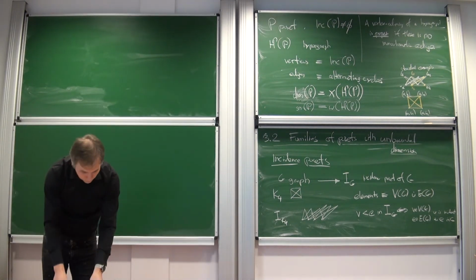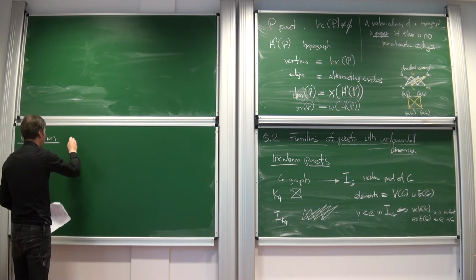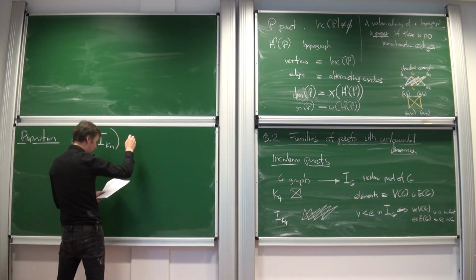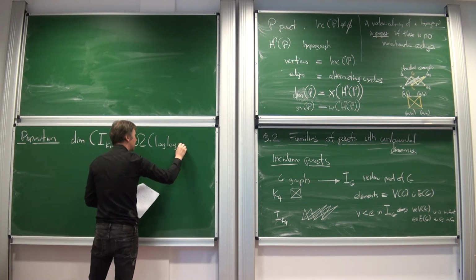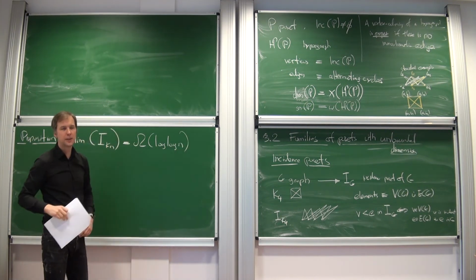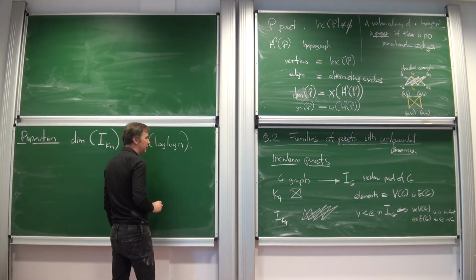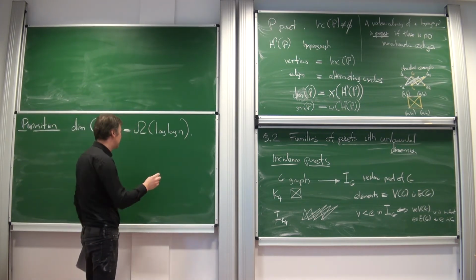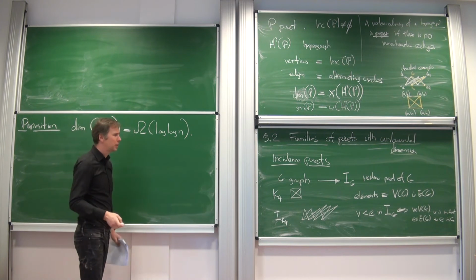So the dimension of I(K_n) is Omega(log n). It grows with n. And actually this is the right asymptotics, but we will leave it as some exercise perhaps. Why is it interesting? Well, because we don't see large standard examples here. That's quite obvious.